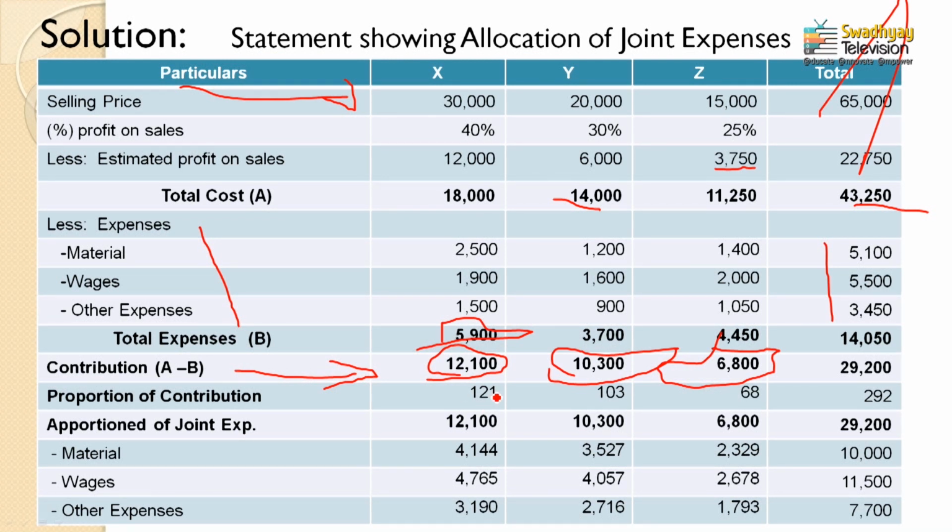So that is why the proportion of X is 1 to 1, 2 zeros removed, 103 and 68. So now in this way the proportion of the remaining expenses of all the three products is 1 to 1, 103 and 68, and the total proportion comes to 292. This is your total proportion. Now in this way the total proportion 292 will be applied on the joint expenses.